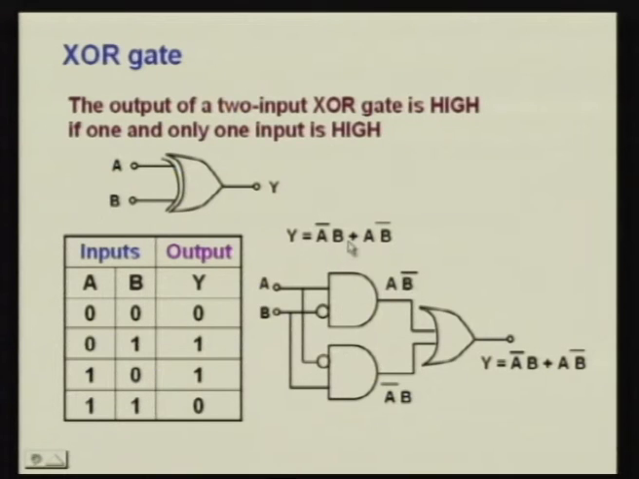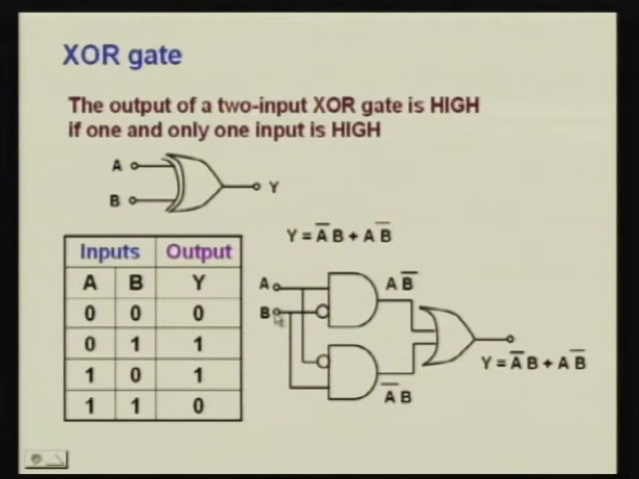Now how can we realize this Y, the output of the XOR gate, the exclusive OR gate, using AND gate and OR gate? As I told, AND and OR gates are basically the basic building blocks. Here you see, we have to realize A bar B + A B bar for output Y.